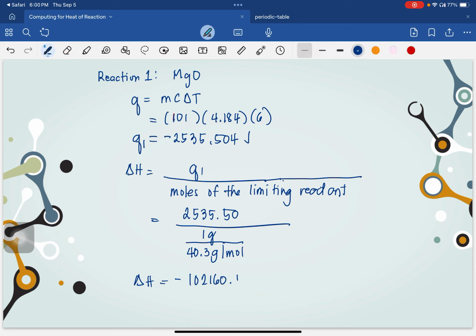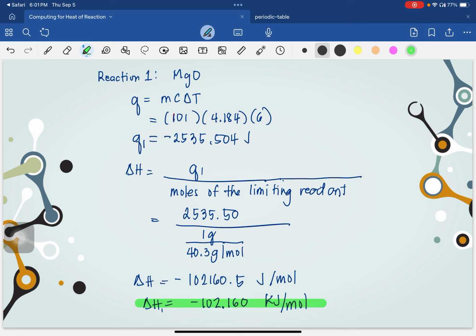Okay. I'm getting 102,160.5 joules. So my delta H now should be negative 102.160 kJ per mole. I will be using this later on when we will be solving the heat of reaction using Hess's law. So let's just put a subscript 1 just to identify that this is for the first reaction.